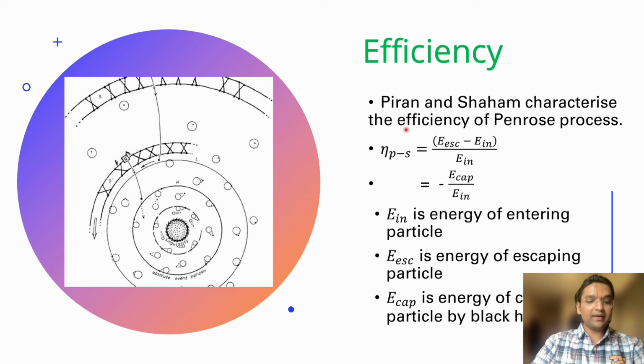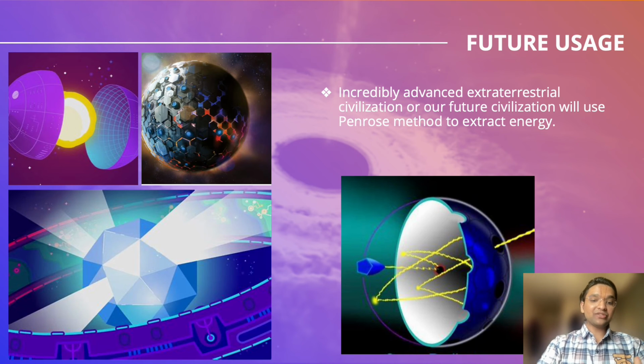Piran and Shahham characterized the Penrose efficiency as follows, given by these equations, where E_in is the energy of the entering particle, E_SC is the energy of the escaping particle, and E_CAP is the energy of the captured particle. It's assumed to be negative because it's captured by the black hole. While we are still a long way from extracting energy from a spinning black hole, it's not impossible that some incredibly advanced extraterrestrial society, or possibly our own future civilization, will accomplish it.